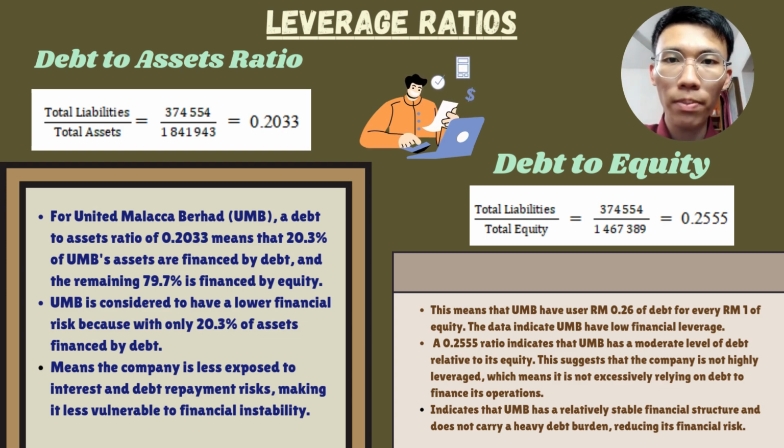For United Malacca Berhad, the debt to equity is 0.2555. This means that United Malacca Berhad has used 0.26 ringgit of debt for every 1 ringgit of equity. The data indicate United Malacca Berhad has low financial leverage. A 0.2555 ratio indicates that United Malacca Berhad has a moderate level of debt relative to its equity. This suggests that the company is not highly leveraged, which means it is not excessively relying on debt to finance its operations. In addition, it also indicates that United Malacca Berhad has a relatively stable financial structure and does not carry a heavy debt burden, reducing its financial risk.